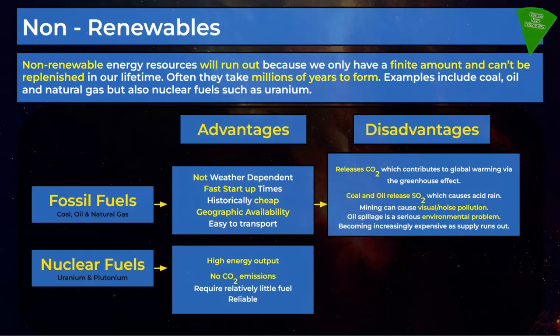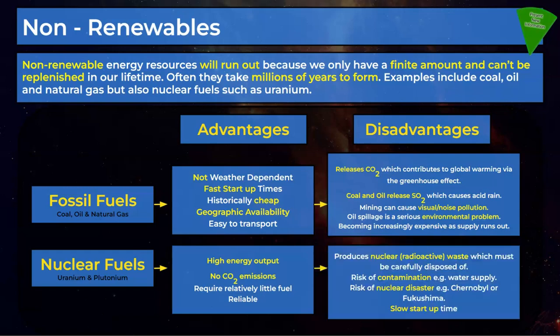So fossil fuels, the biggest single disadvantage is the release of CO2, which contributes to the greenhouse effect and global warming. You also get impurities such as sulfur, which produce things like sulfur dioxide, which cause acid rain in fuels like coal and oil. Mining in itself can obviously be very damaging to the environment. It can be noise and visual pollution. Oil spillages are a serious problem, and it's becoming more and more expensive as time goes on.